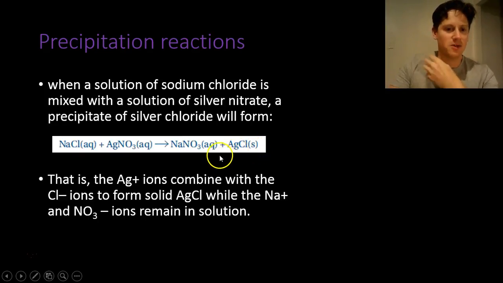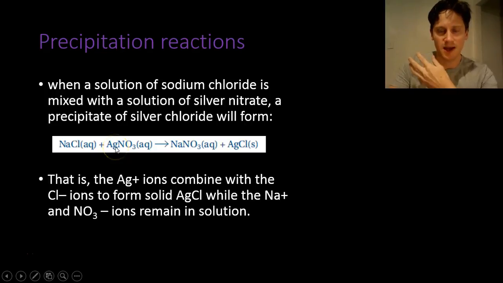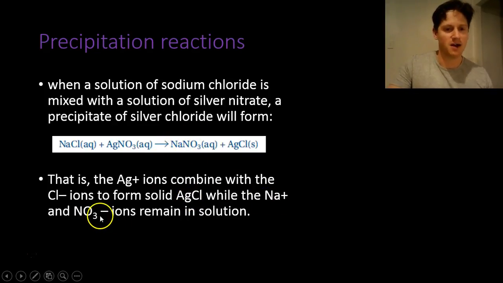So what's actually going on within that reaction there, okay? So these are ionic compounds, all right? So they're dissociated, so those ions are floating around in solution, okay? Now the silver ions will combine with the chloride ions to form that solid, but the sodium ions and the nitrate ions, they're both going to remain in solution.